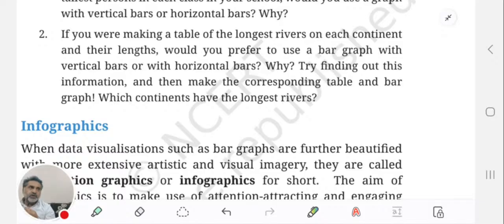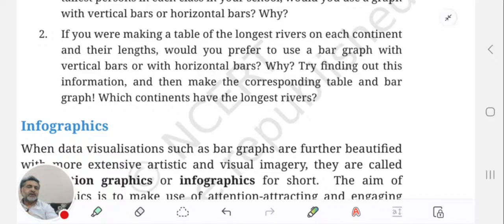આપણે એના માટે હોરિઝોન્ટલ લાઈન લઈશું. કઈ લાવીશું એ બેટા? કેમ કે નદી હોરિઝોન્ટલી હોય ને. તો એનો આન્સર છે, for making a table of the longest river on each continent and their lengths, bar graph with horizontal bar is used. This is because the lengths that are parallel to the ground are usually best represented using bar graph with horizontal bar.